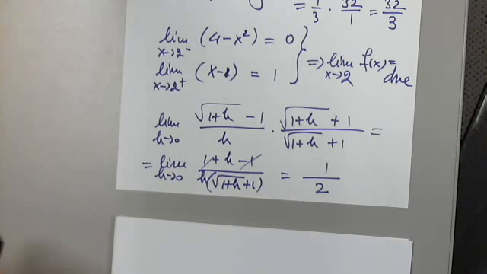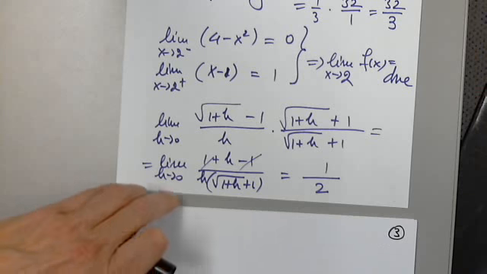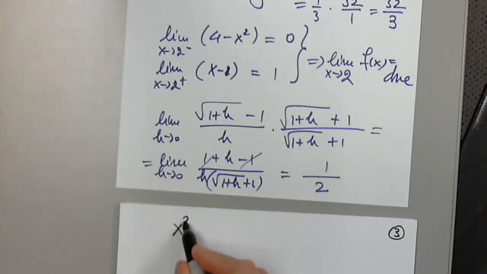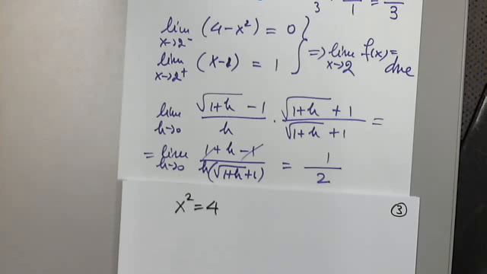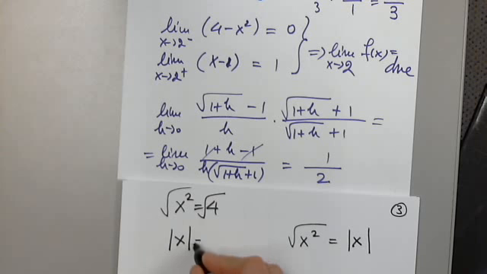We need to talk about this, because I know where the confusion is coming from. If you want to solve the equation x squared equals 4 by taking square roots from both sides, the correct step is the absolute value of x, because the square root of x squared is the absolute value of x. And the right-hand side is 2.